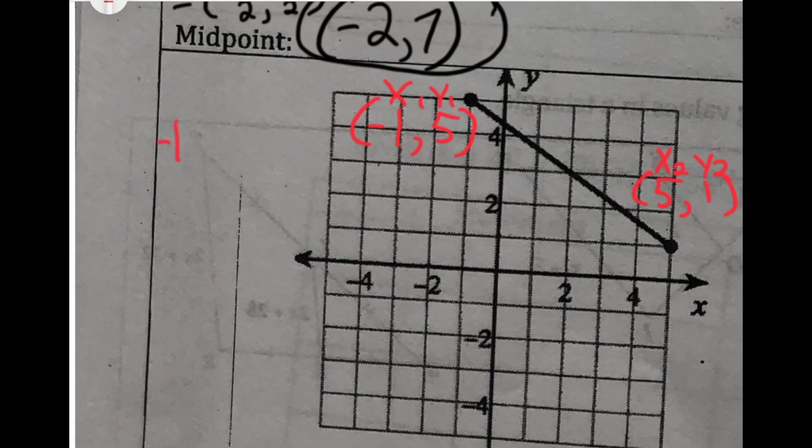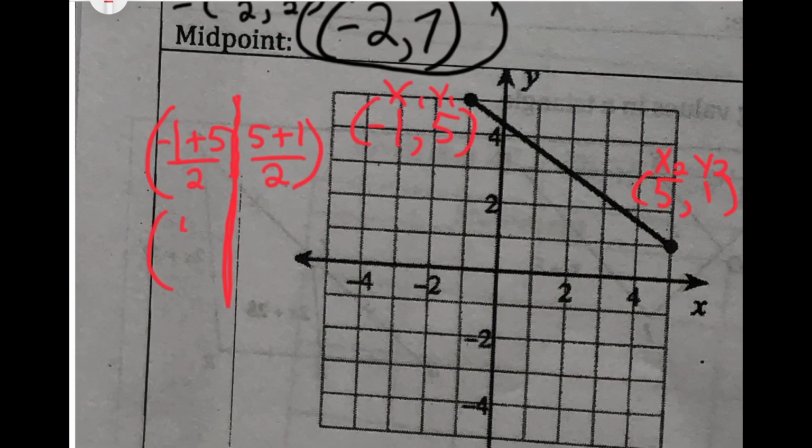We'll have negative 1 plus 5 over 2, and then we have 5 plus 1 all over 2. And then we simplify, keeping them separate. That comma is going to keep them separate. We are not adding or subtracting or multiplying or dividing these two fractions.